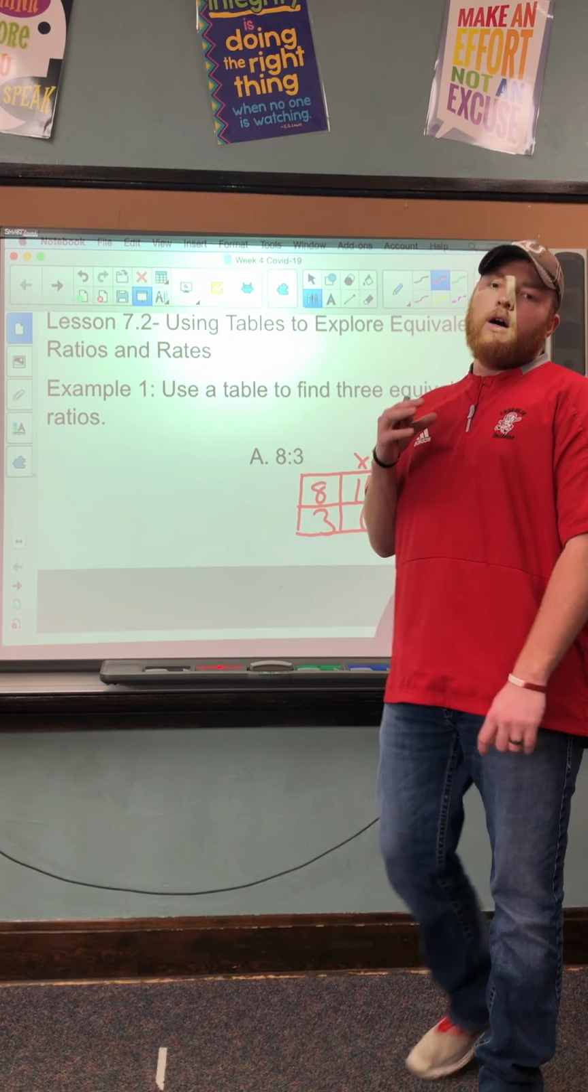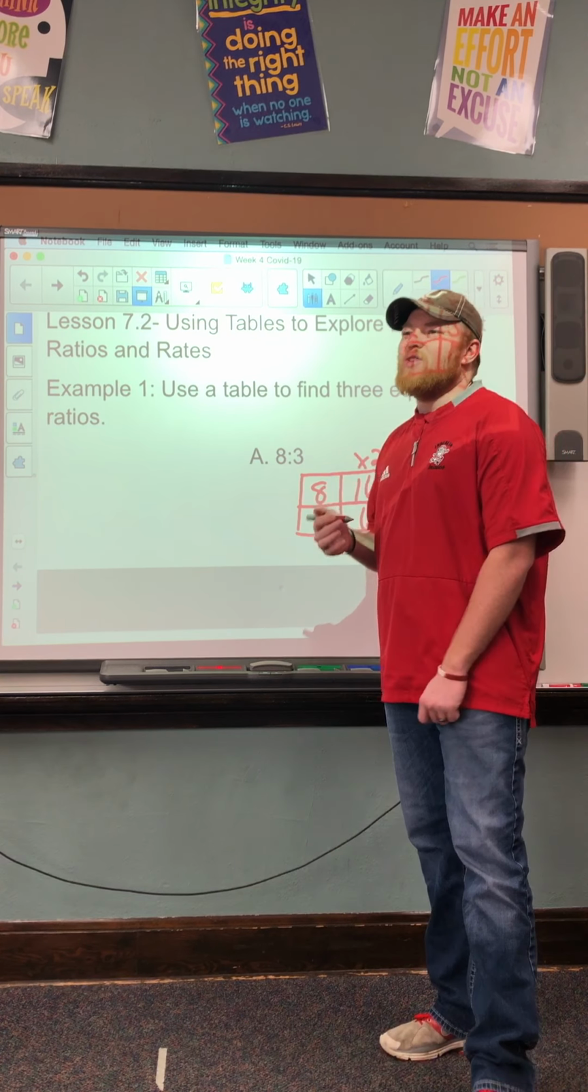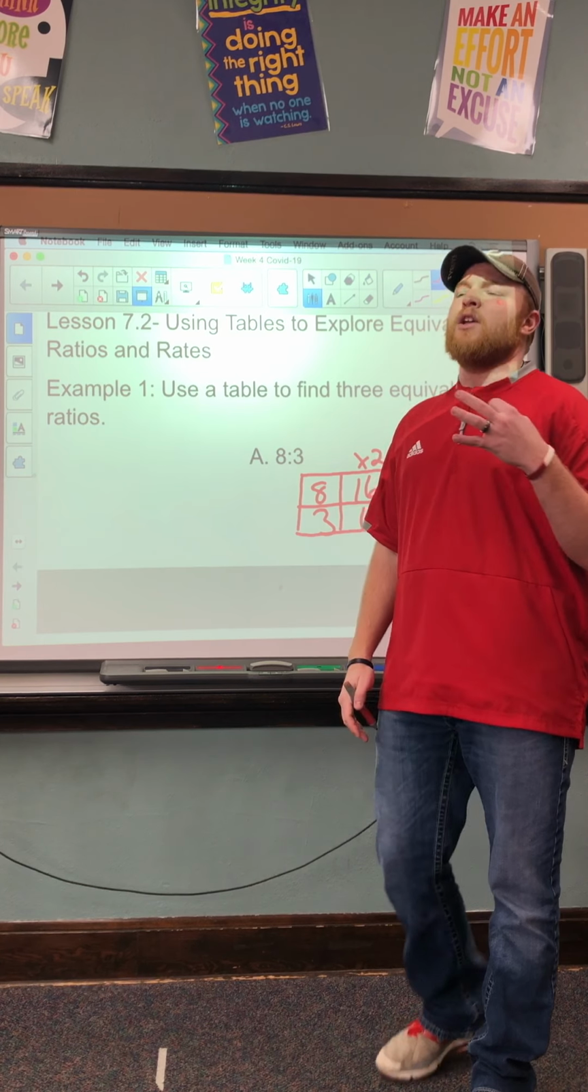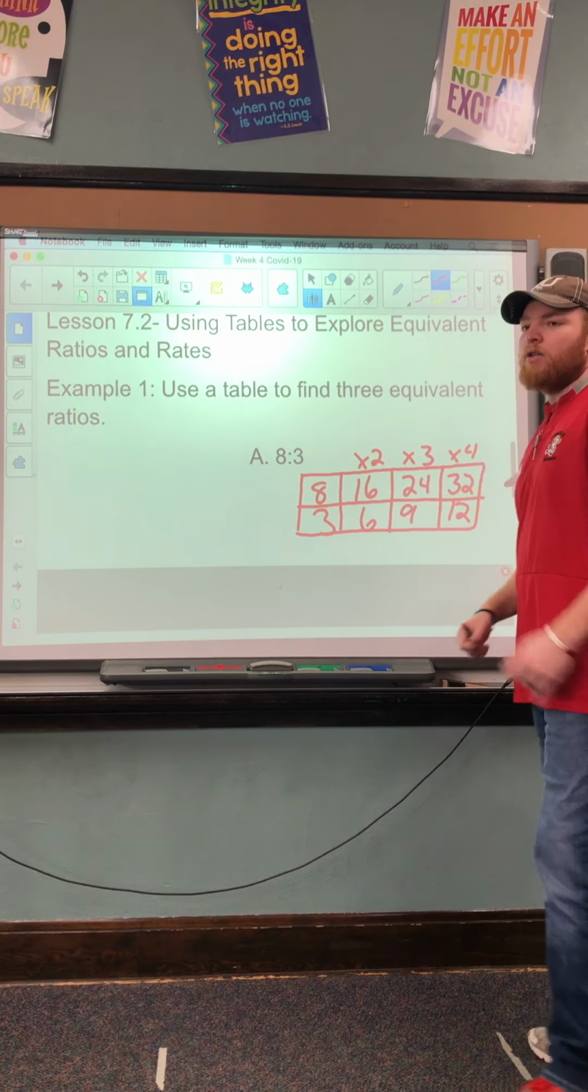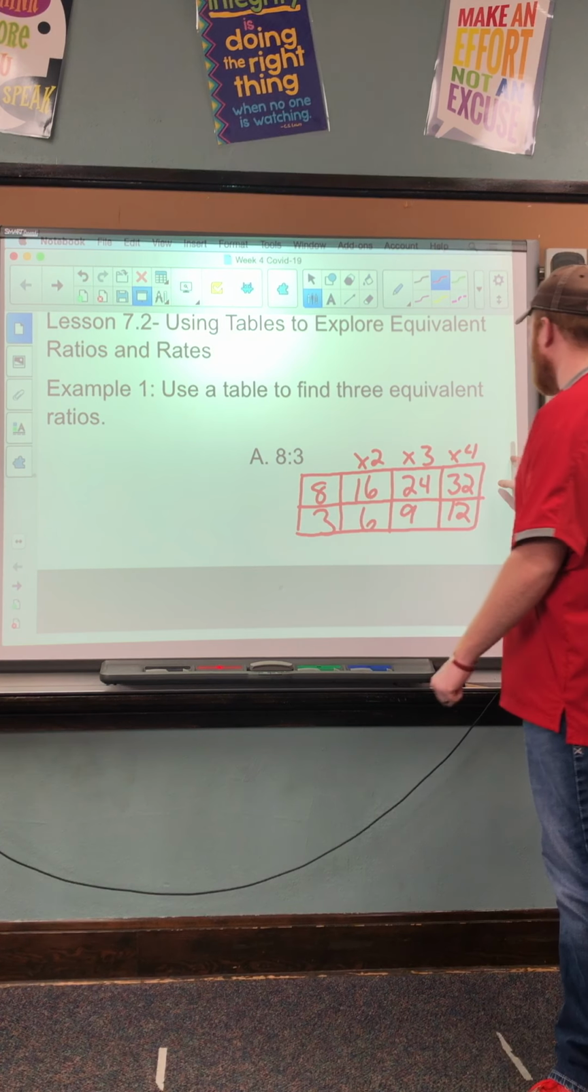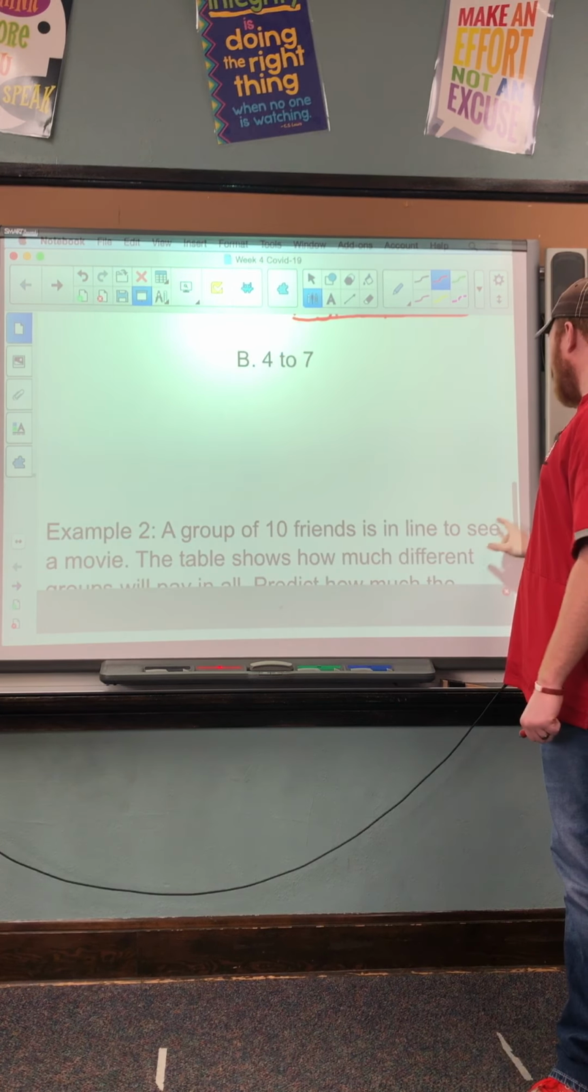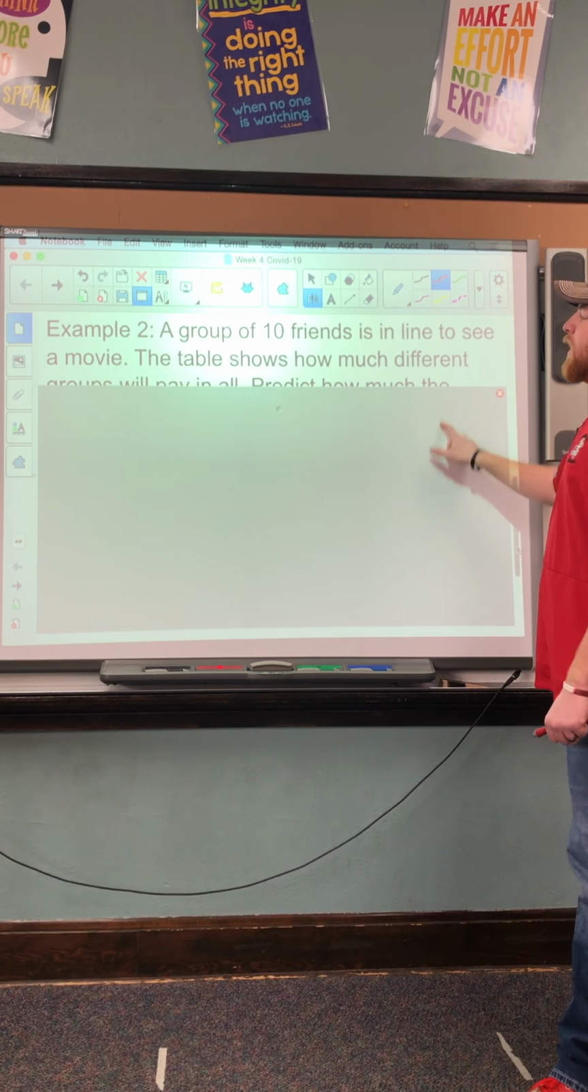Now if you have two numbers that share 3 different factors, you can divide by those as well, or you can just multiply by 2, 3, and 4, which works as well. We're going to skip that example, and then we'll go down to this example.